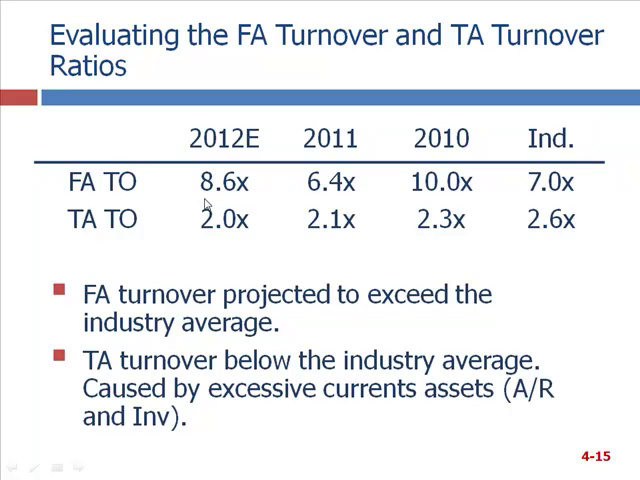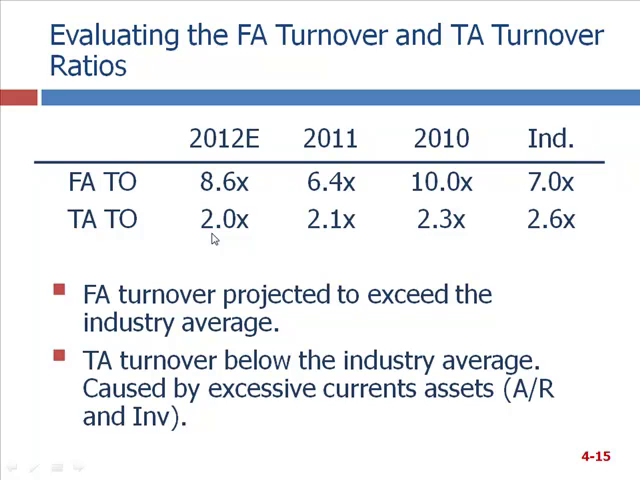But what about total asset turnover? Here there's a little bit of a cause for concern. It started at 2.3, which is below the industry average of 2.6. Then it dropped a little. Then it dropped a little more in the most recent year. It's not anything terrible, but it seems to be drifting in the wrong direction a little bit each year. So this is something that does need to be improved.